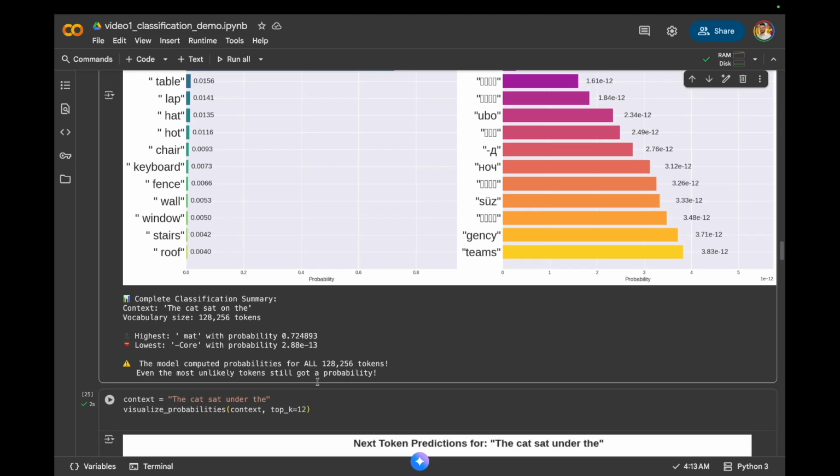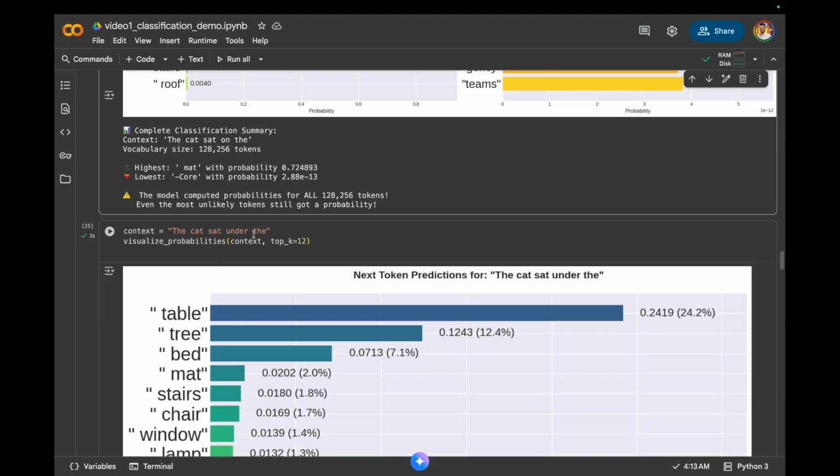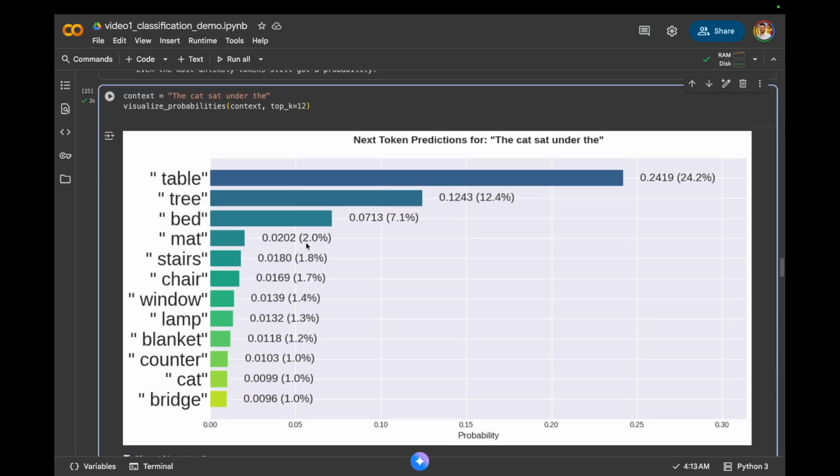So let's take another example where we say the cat sat under the, and then we take a look at the probabilities. So you'll see they completely change. Mat, which used to be the first token, now dropped to 4th place, and it only has 2%. And the most probable one became table, which makes sense because it's more obvious for a cat to sit under the table, not under a mat. And tree and bed also have high probabilities. So you can see that changing a single word in the prompt can completely change the output probabilities of the LLM.